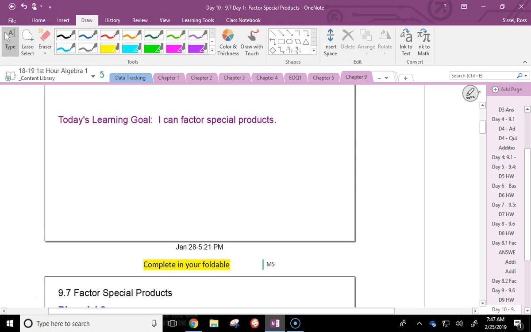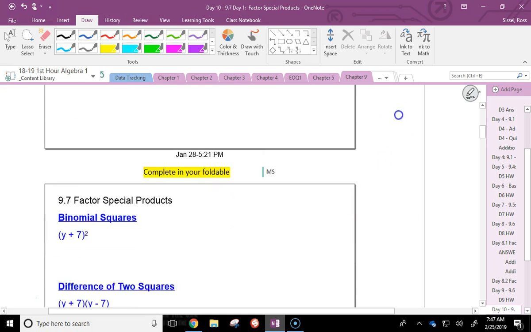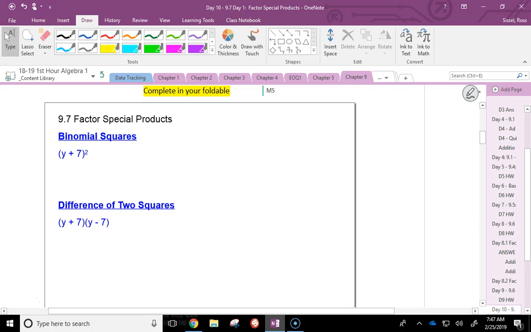Today's learning goal is: I can factor special products. So I would get out my foldable, and remember, I'd always be putting the stuff in that foldable because, where did I put mine today? That's where you can always go back to, and have it for your review or for the EOQ or EOC.